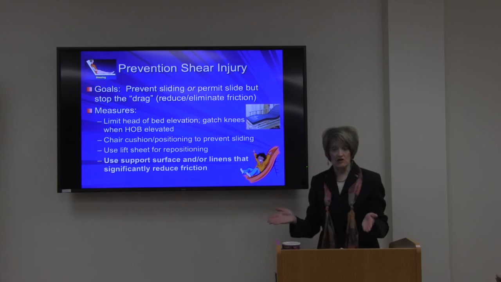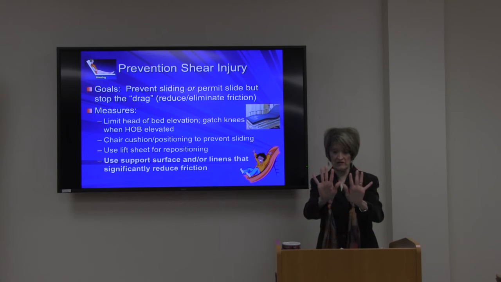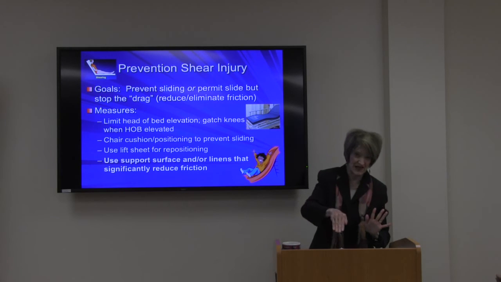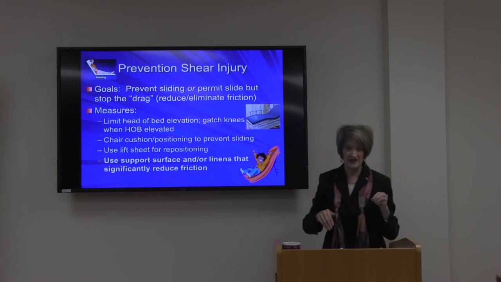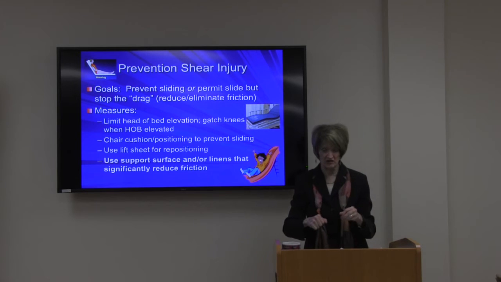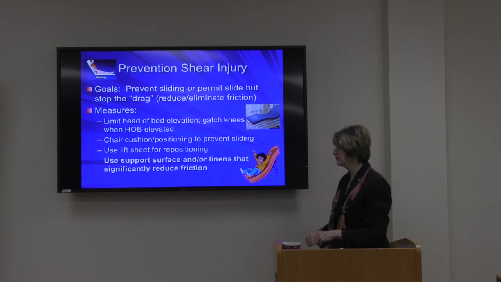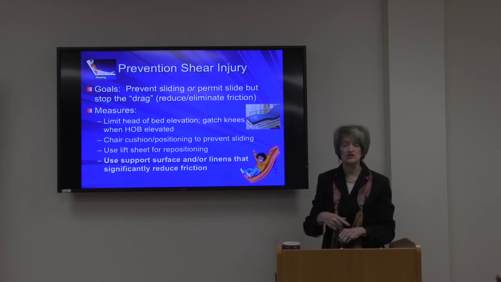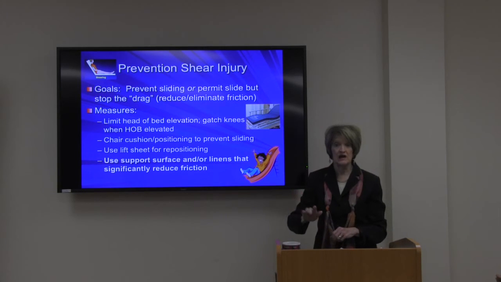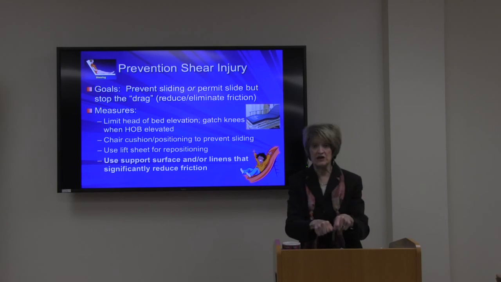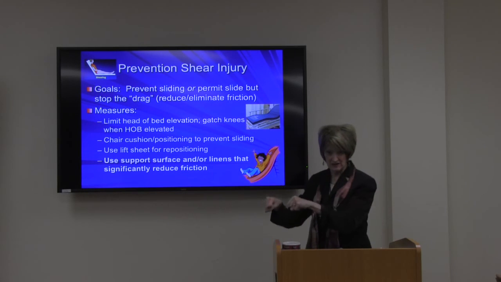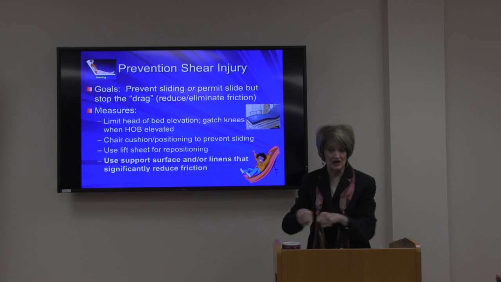When they're in the chair, there are cushions that are elevated in the front so that it keeps the patient sitting back and keeps them from sliding forward. You can put them in athletic shoes when they're in the chair so they're sitting with their feet flat on the floor. So these strategies are used to reduce sliding. We should always be using lift sheets or heavy-duty underpads to lift our patients so that we're not dragging them.